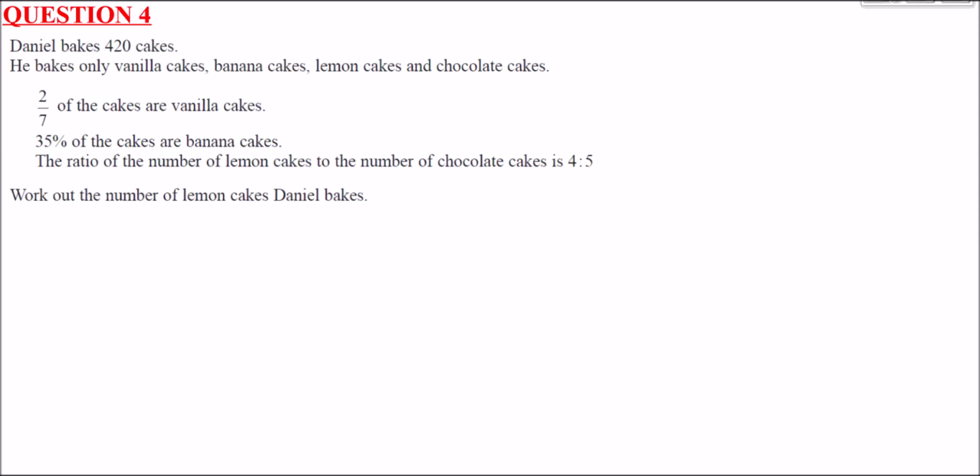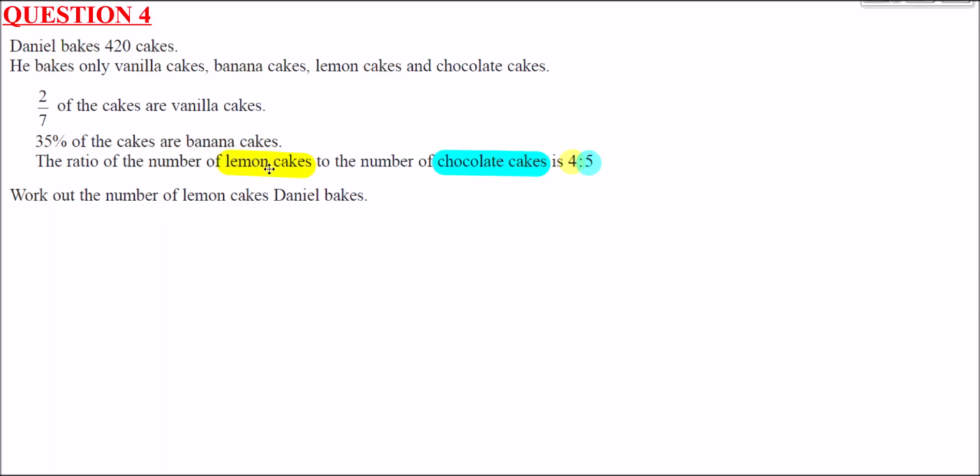For question 4, we're talking about Daniel baking 420 cakes. He bakes only vanilla, banana, lemon and chocolate. 2/7 of the cakes are vanilla cakes, 35% of the cakes are banana cakes. Then here we're talking about the ratio of the number of lemon to the number of chocolates is 4 to 5. So that's worth highlighting. So lemon to chocolate, 4 to 5. Work out the number of lemon cakes Daniel bakes.